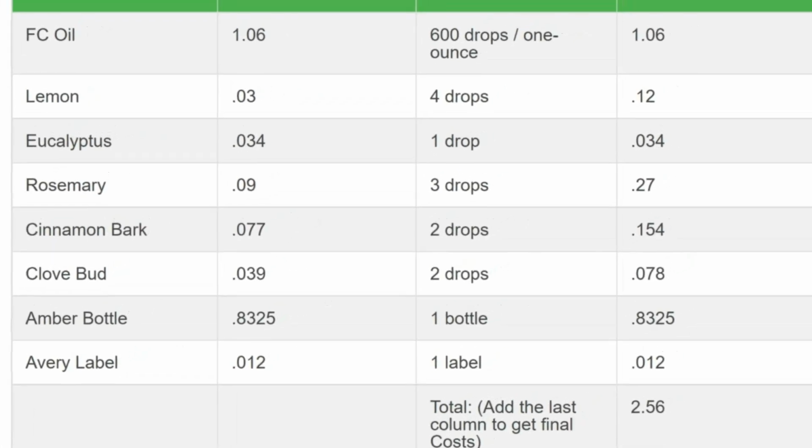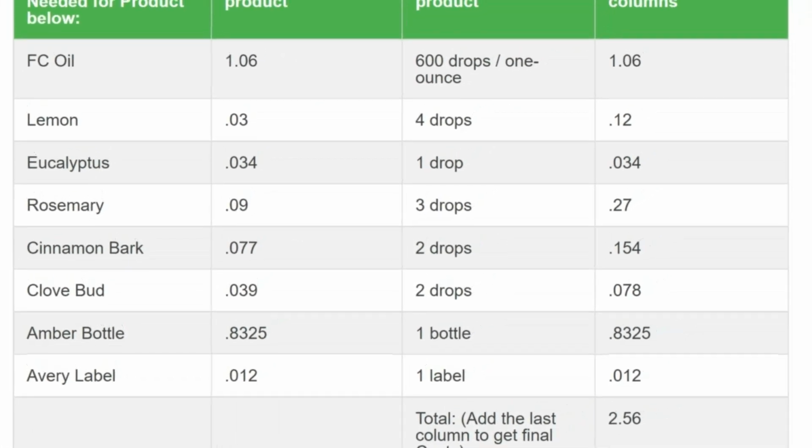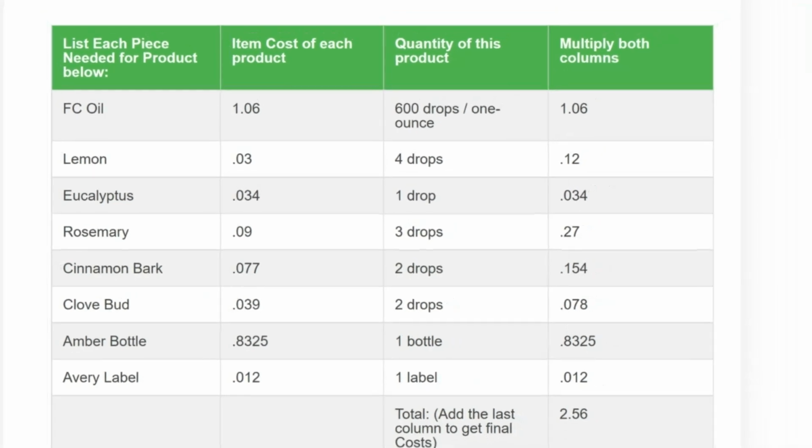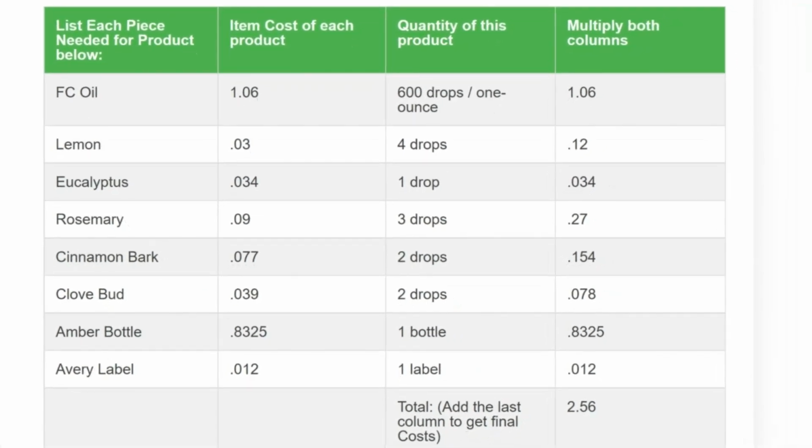Now in this next chart that I want to show you, you're going to record all of the product ingredients to determine what it will cost to produce one product. Okay, so what I'm doing now is I'm listing each piece needed for the product. Then I'm listing here the item cost for that product. Then I'm moving over to the column of the quantity of this product. How much are you going to be using? And then multiply that to give you that column line.